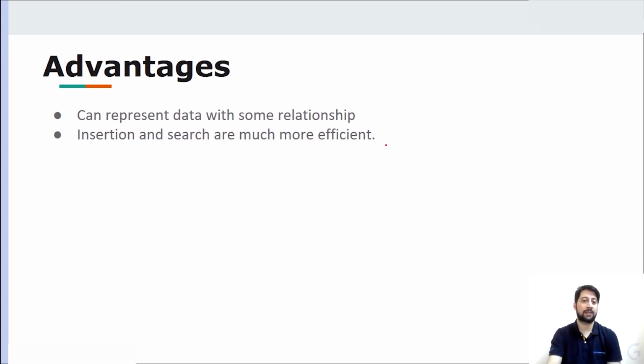If you talk about advantages, we can represent data with some relationship, right? So this is the root node, or the parent node, and this is the child node. So that parent-child relationship is always there. And while you are inserting or searching an element or a node in a binary tree, it is much more efficient as compared to other data structures which we have seen.